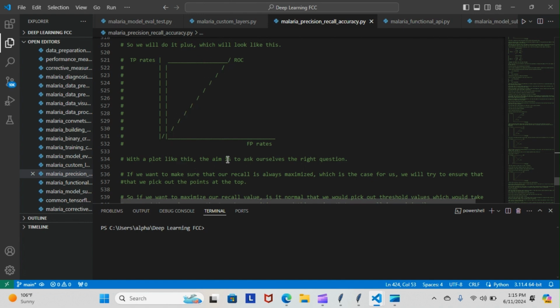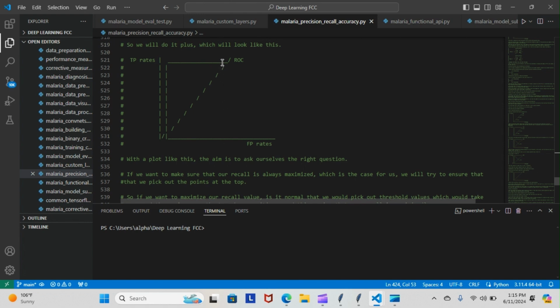Now with a plot like this, the aim is to ask ourselves the right question, and we want to make sure that our recall is always maximized, which in this case it is for us, but we try to ensure that we pick out the points at the top. We always want to pick the points at the top closest to the true positive rates, but we can't go too high because let's say if we pick a point along the plot line here, you can see this will give us a high false positive rate.